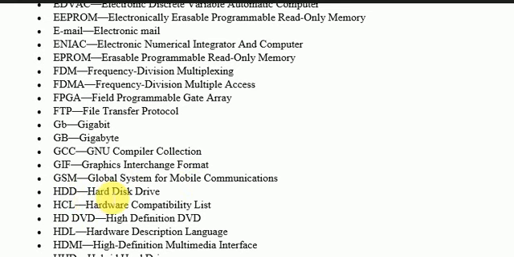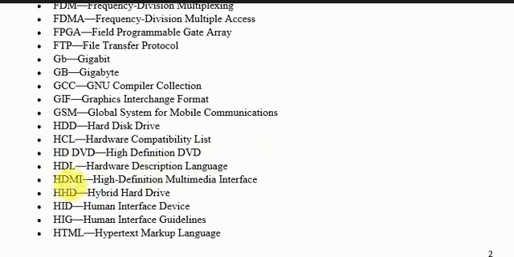Then HDD, hard disk drive. HCL, hardware compatibility list. Then HD DVD, high definition DVD. HDL, hardware description language. HDMI, nowadays so many smart TVs have this port. This port is called the HDMI port. So high definition multimedia interface, that term is called HDMI. Then HHD, hybrid hard drive. HID, human interface device. HIG, human interface guideline.